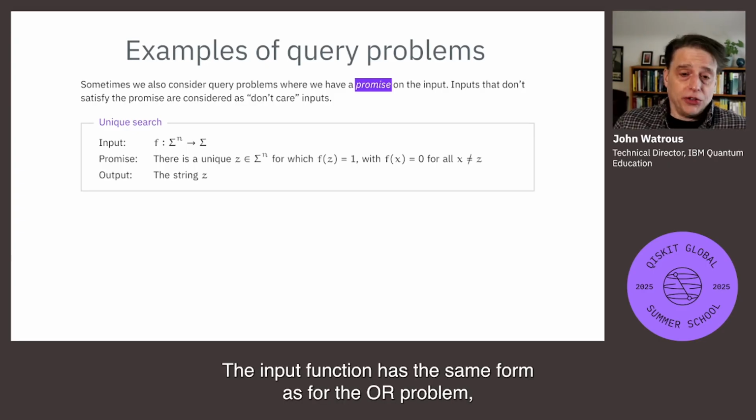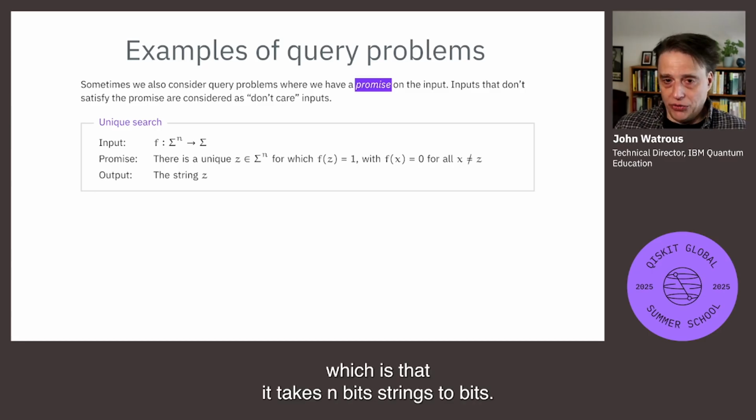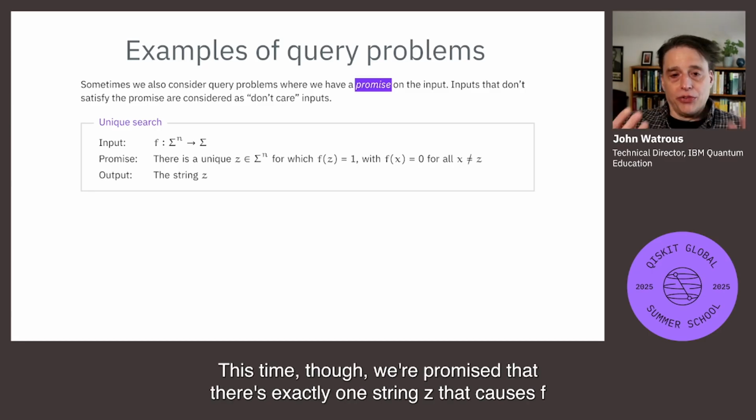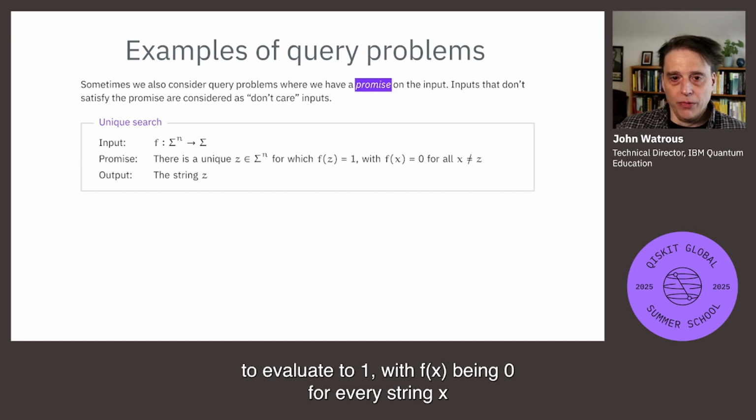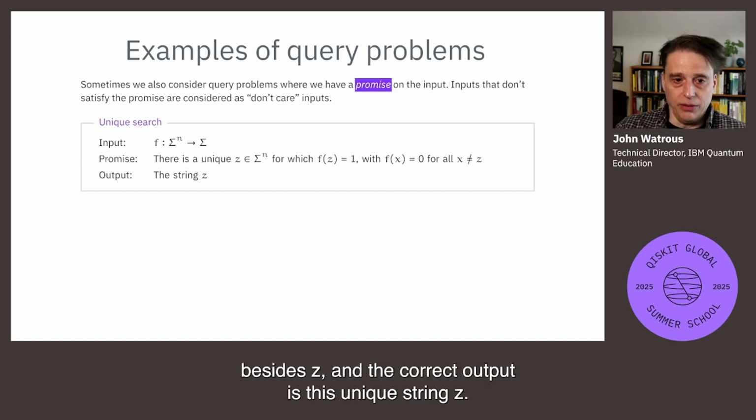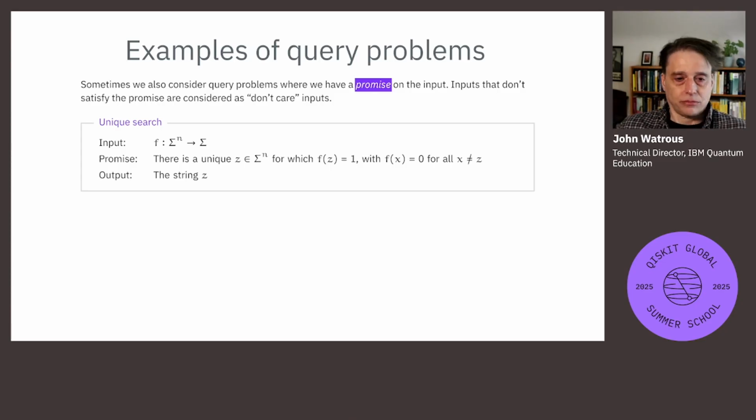The input function has the same form as for the OR problem, which is that it takes n-bit strings to bits. This time, though, we're promised that there's exactly one string z that causes f to evaluate to 1, with f of x being 0 for every string x besides z. And the correct output is this unique string z.